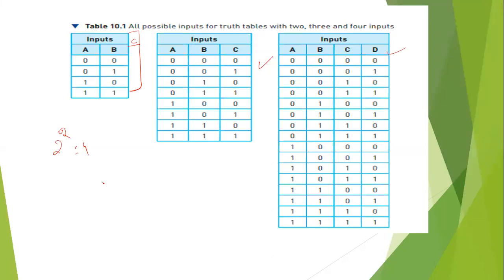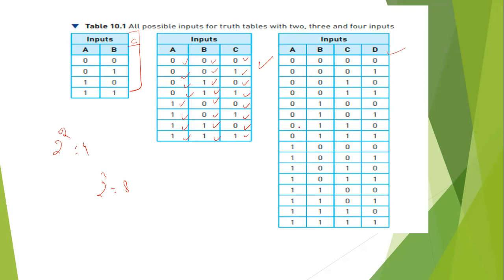And if you see 2 power 3, this is 8 combinations. Now here you can see in the first column write four 0s and four 1s, then in the second column two 0s, two 1s, two 0s, two 1s, then 0 1 0 1 0 1 0 1. So according to this sequence, you have to draw your input columns.